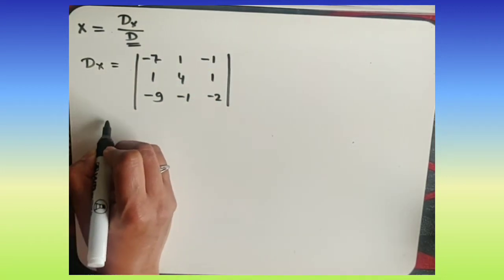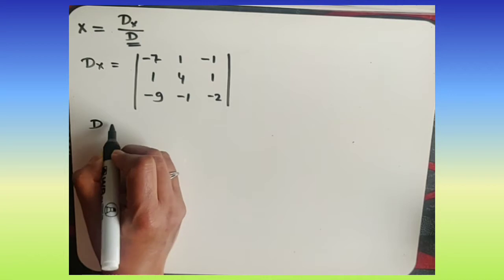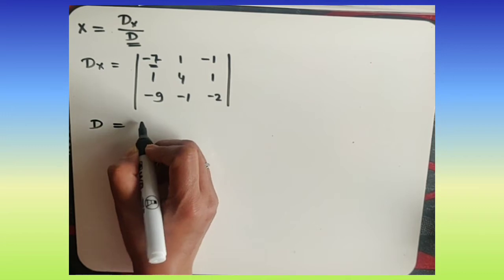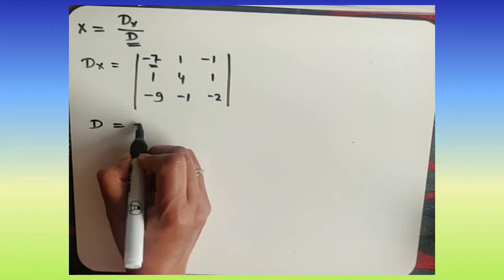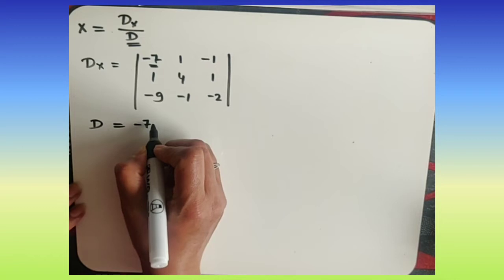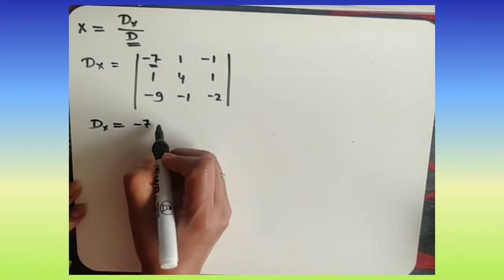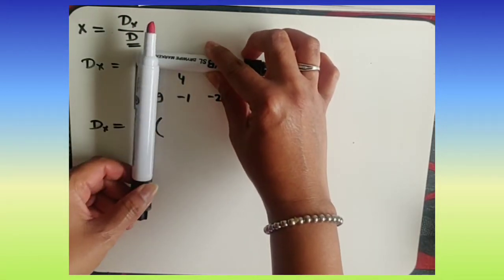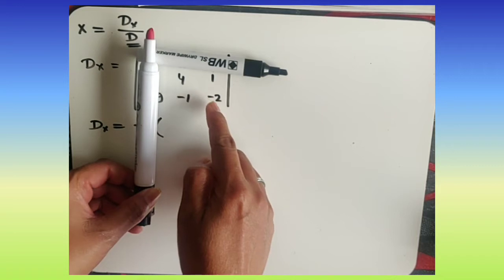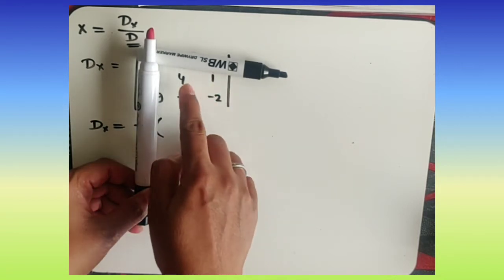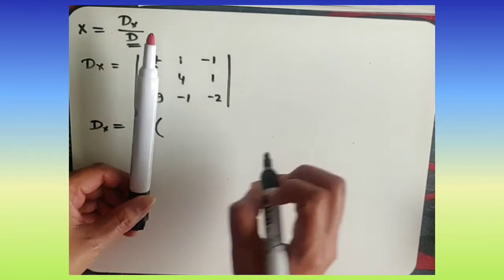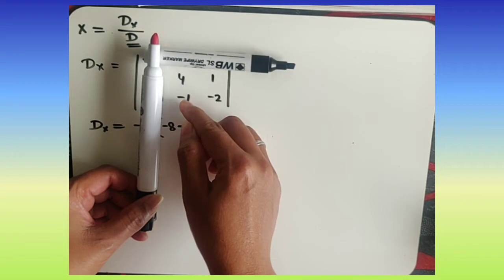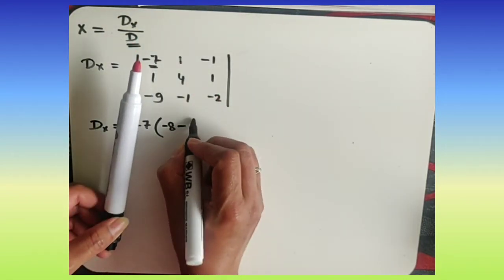Now the determinant of x, we are finding the determinant of this coefficient matrix. Write down the first one, so here it is minus 7. Multiply by the first row: cover the first row and first column, and we will multiply this minus multiply of this. So the multiplication of 4 and minus 2 is minus 8, and minus the multiplication of minus 1 and 1, this will be minus 1.